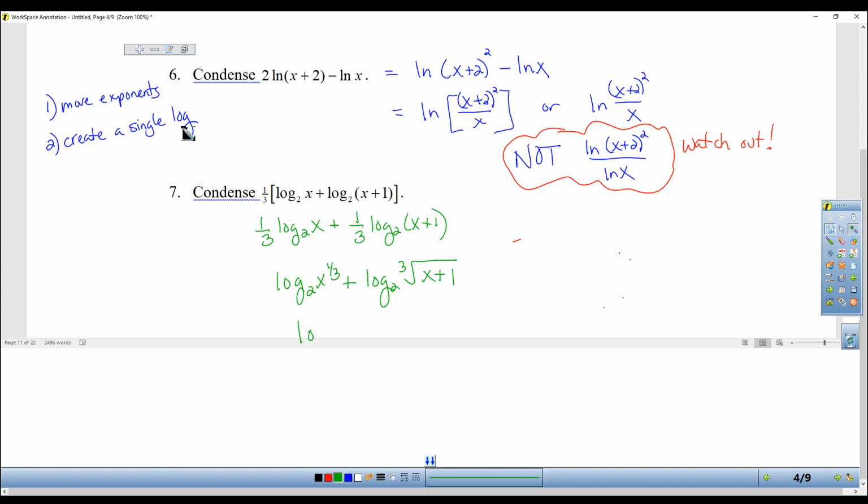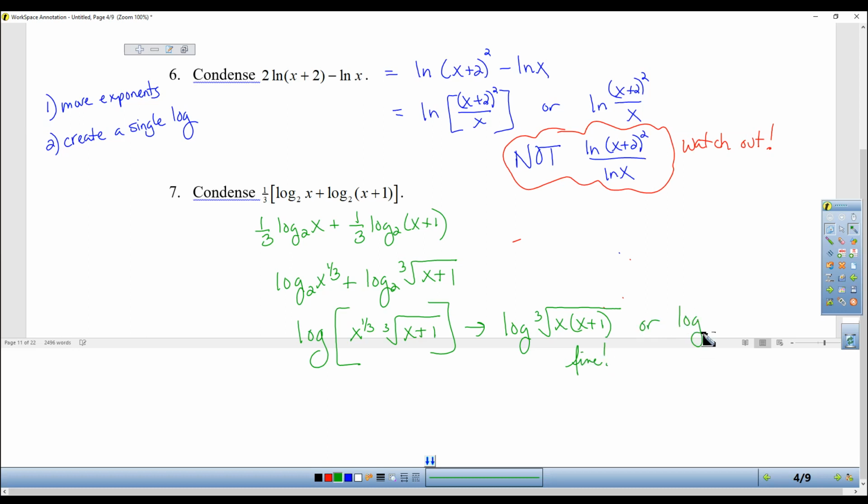Then I'm going to join them as a single log. So it's going to be log of this entire thing, x to the 1/3 times the cube root of x plus 1. Now, honestly, this would be a little silly, one being in a fractional exponent and one not. So I'm going to write it as a single one, and I'm going to put them both underneath there, x times x plus 1. This is fine, but I do have kids that are going to write it as x squared plus x. That's also good.